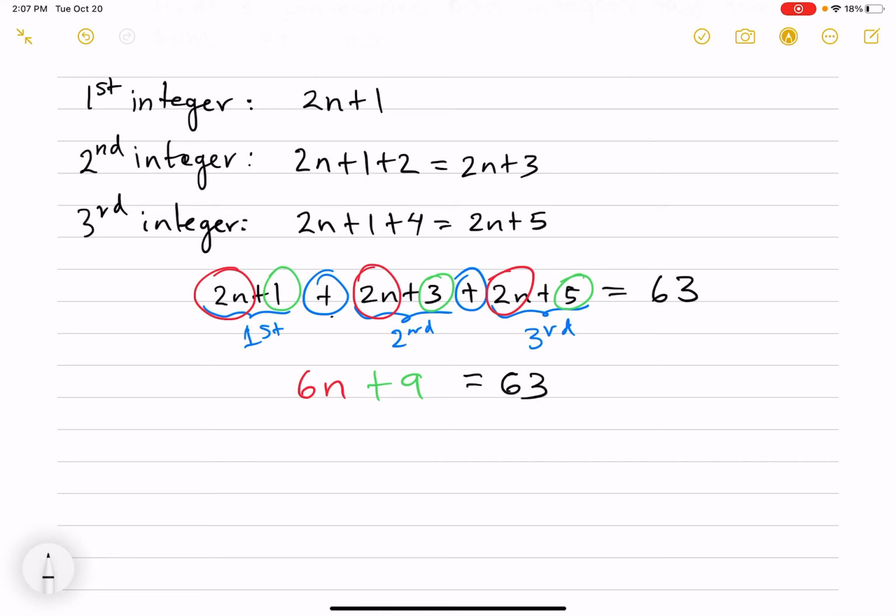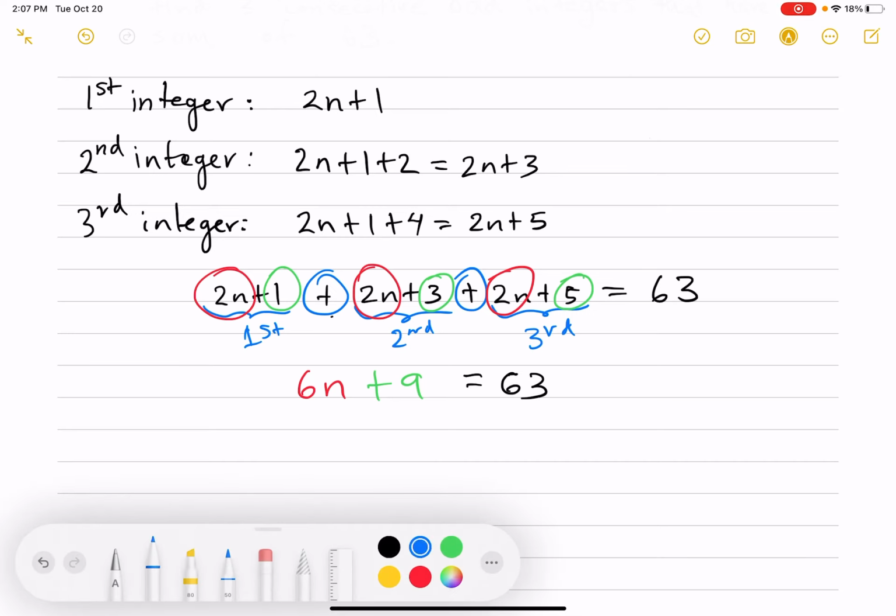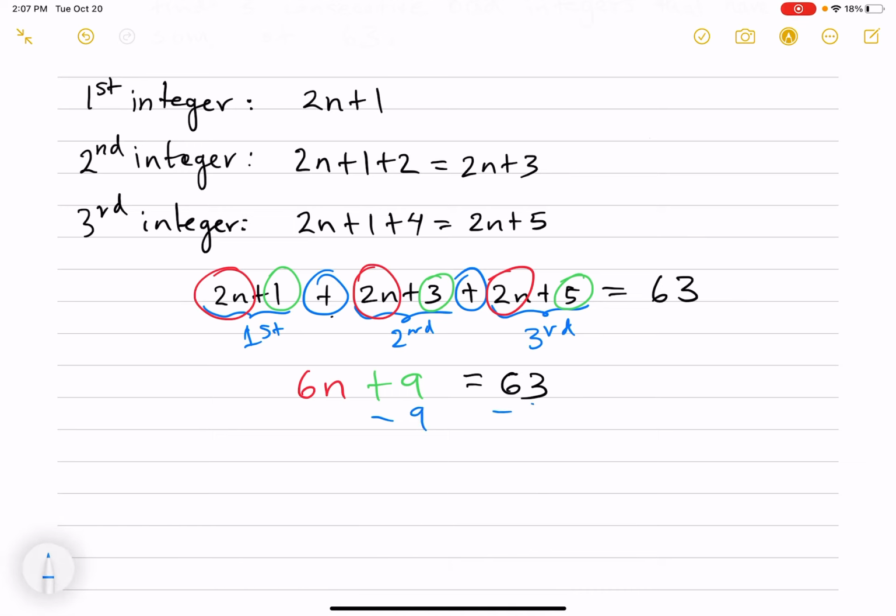So it's solving for n. It's going to tell us to subtract 9 from both sides first. 63 minus 9 is 54. And dividing both sides by 6, like we did in the previous examples, this gives us n equals 9.